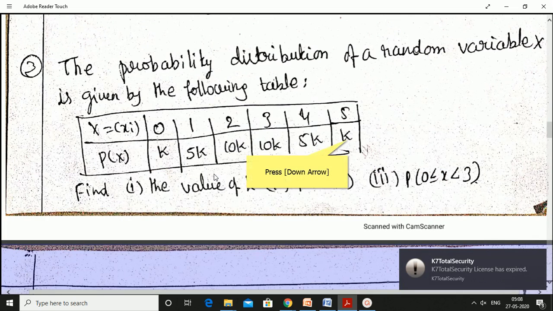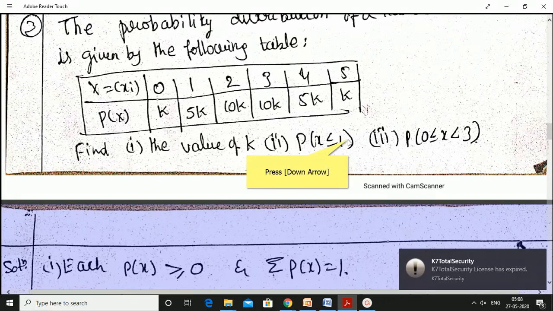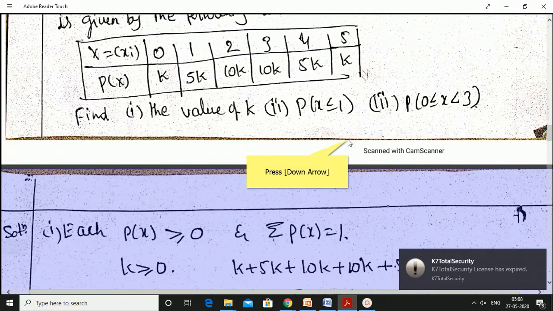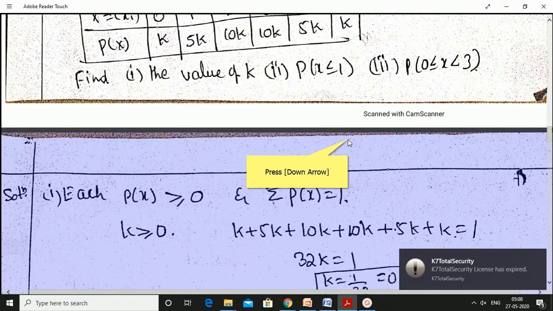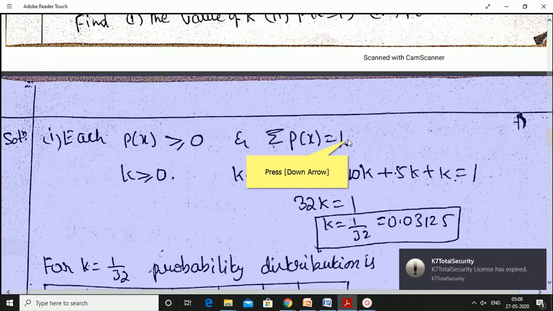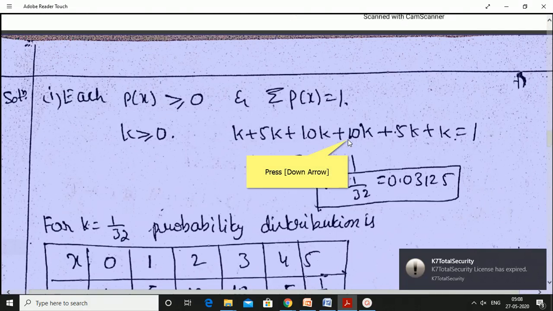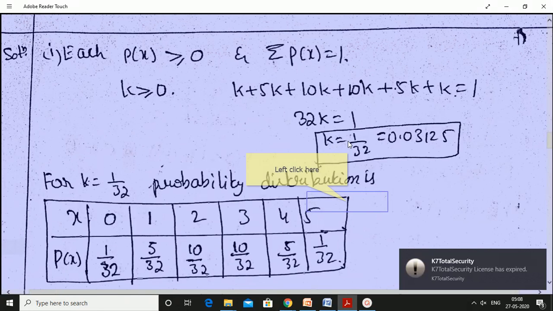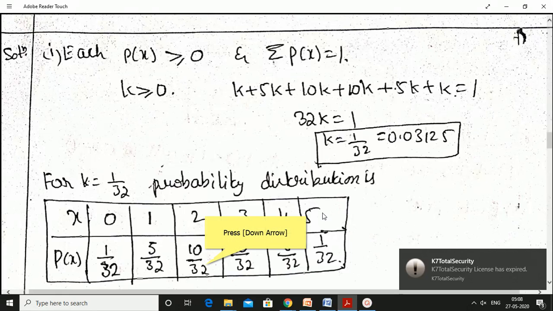Okay, k is 1 by 32, 5k means 5 by 32, 10k means 10 by 32, nothing but 5 by 16. Here also 5 by 16, and the total is 1 by 32. Okay, that's what I have written here. You can also write this as 5 by 16.